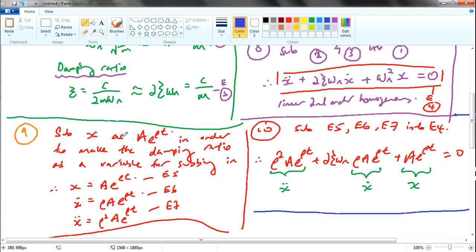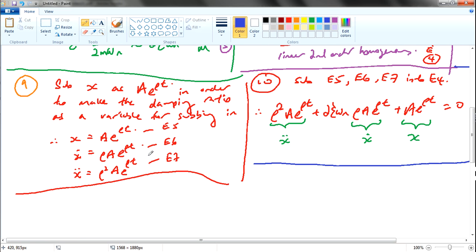Anyway, sub x as A e^(rho t). So we sub x as A e^(rho t) in order to make the damping ratio a variable. Anyway, x equals A e^(rho t).